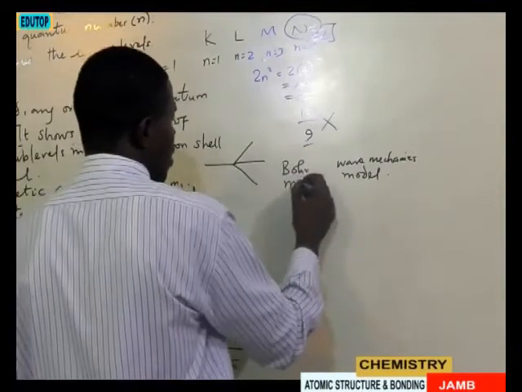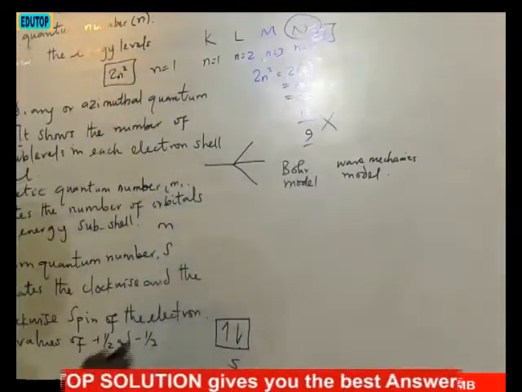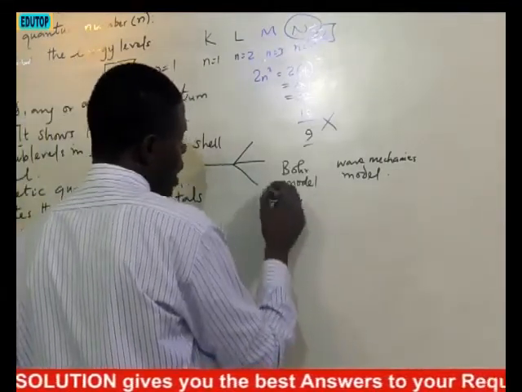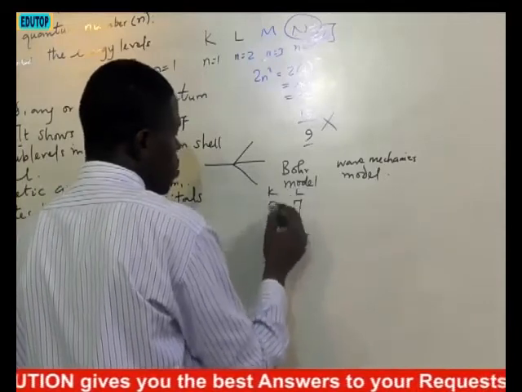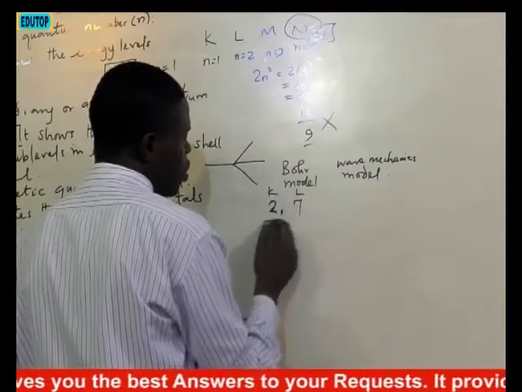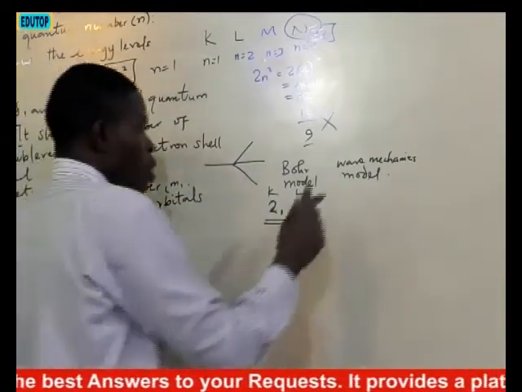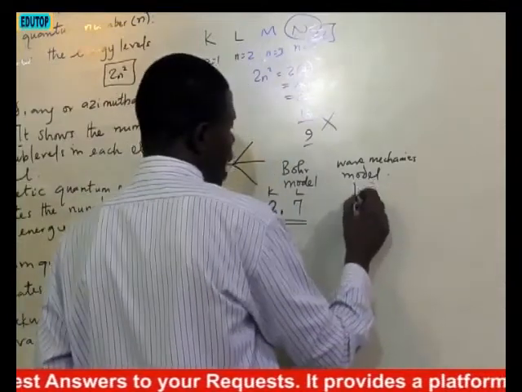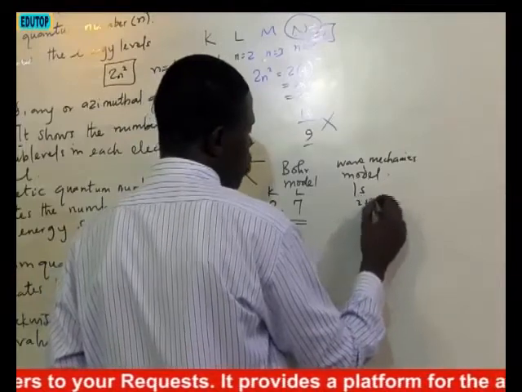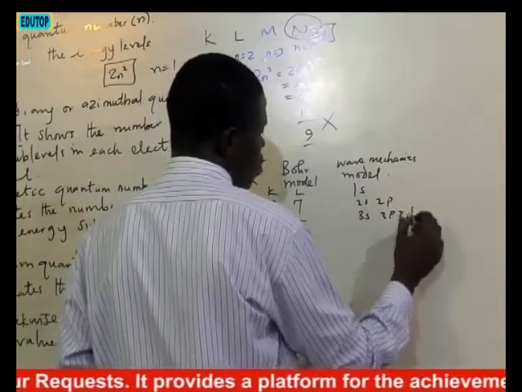The Bohr model is talking about shell arrangement. So automatically, if I want to write this, it will just be 2, 7, where K is 2 and L is 7. So this is the electron configuration in the Bohr model, 2-7. But in the wave mechanics model, we adopt the orbital model. That's 1s, 2s, 2p, 3s, 3p, 3d.